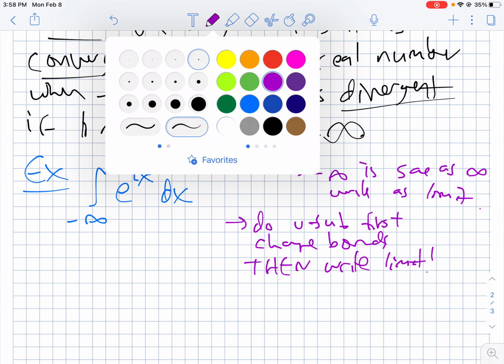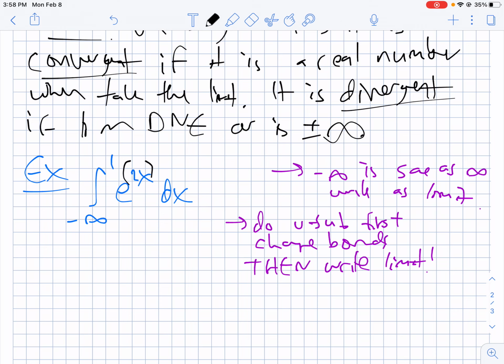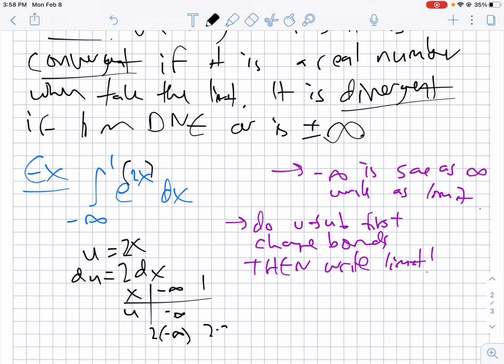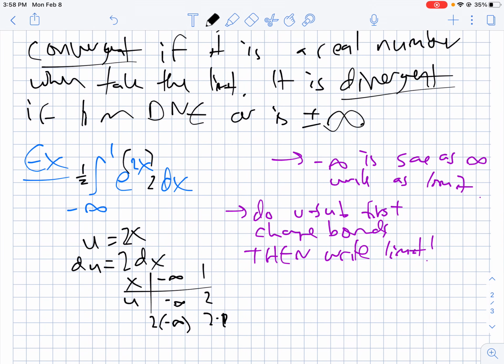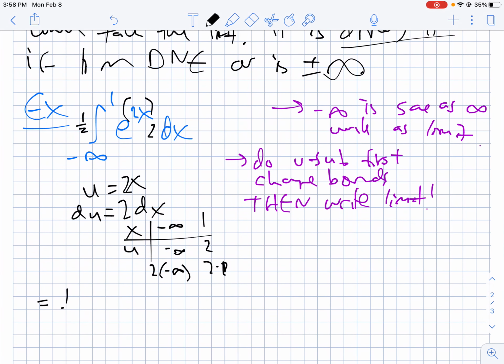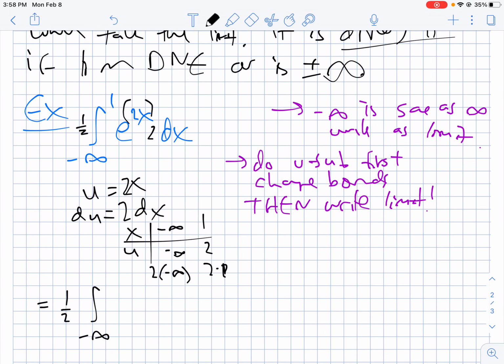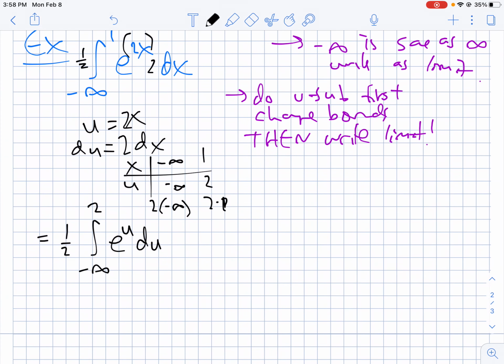Okay, so when you look at this problem, it's e to the 2x. So obviously we're going to choose the 2x to be my u. So u is 2x. The derivative of that is 2 dx. So I need to change my bounds here. We go negative infinity to 1. 2 times negative infinity is negative infinity. 2 times 1 is 2. So we need a 1/2 in front. This is going to become 1/2 times the integral from negative infinity to 2 of e to the u du. Now that I've done the u sub, I want to write this as a limit.